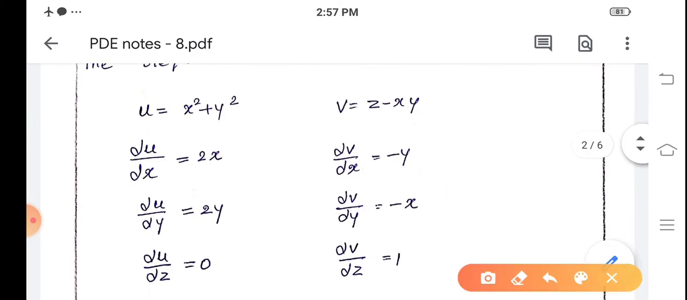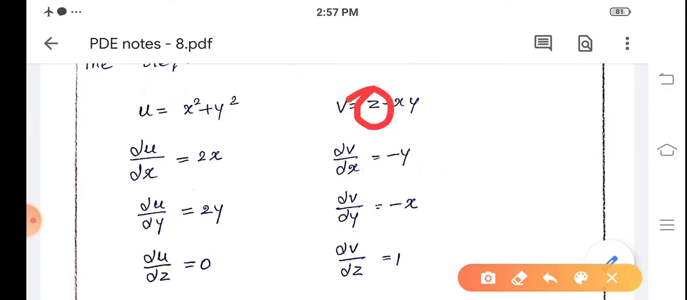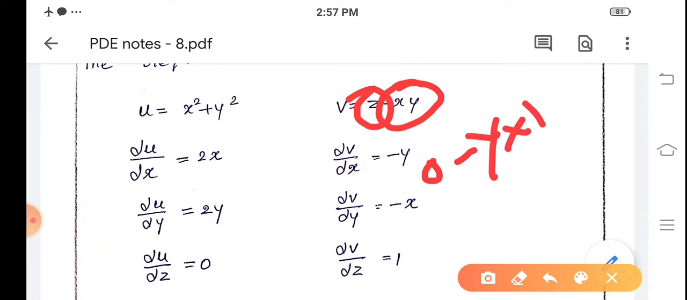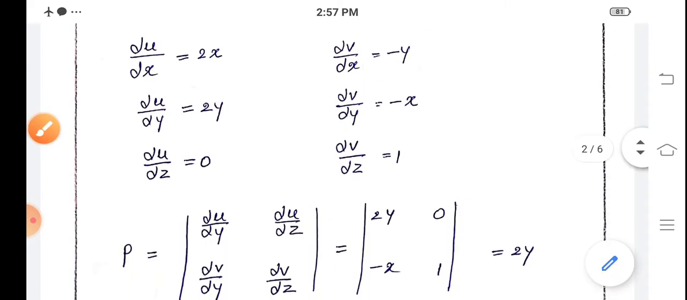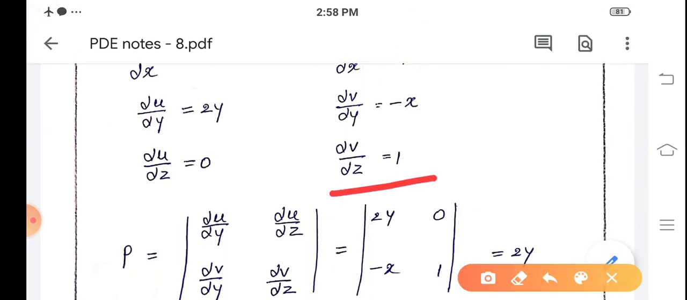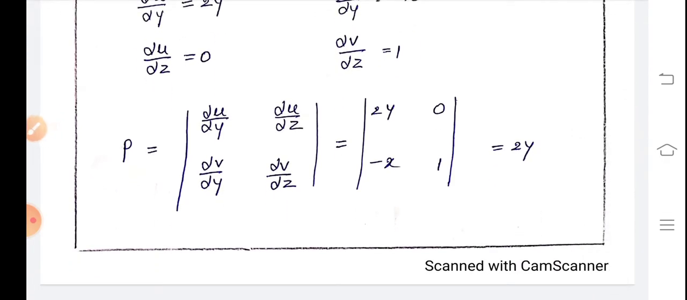Next, partial derivative of V with respect to X is minus Y, because V is Z minus XY. Partial derivative of Z with respect to X is 0 minus partial derivative of second term XY with respect to X. With respect to X, Y term is constant. So, it is minus Y into derivative of X is 1. So, it is minus Y. Next, partial derivative of V with respect to Y is minus X and partial derivative of V with respect to Z is 1. Now we substitute these partial derivatives in the formula P, Q and R.